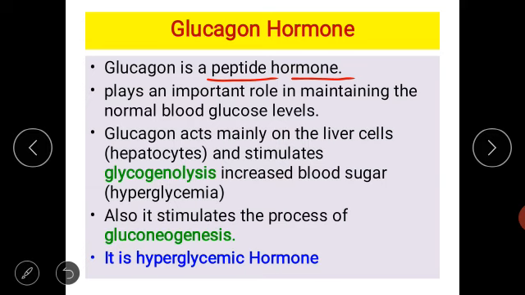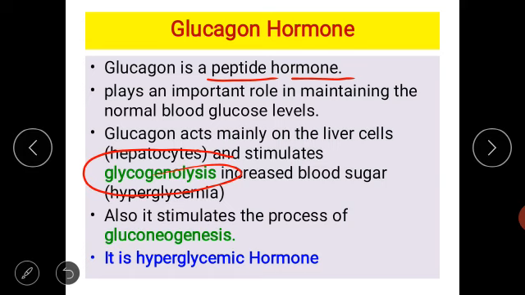So, what is the function of glucagon? When the blood glucose level falls below the normal level, the glycogen stored in the liver is broken down by the glucagon hormone. This is called glycogenolysis. So glycogen is broken down, and the normal blood sugar level is maintained.